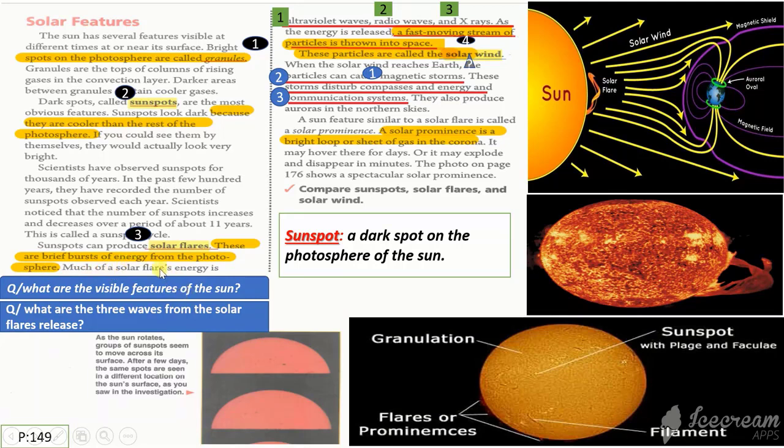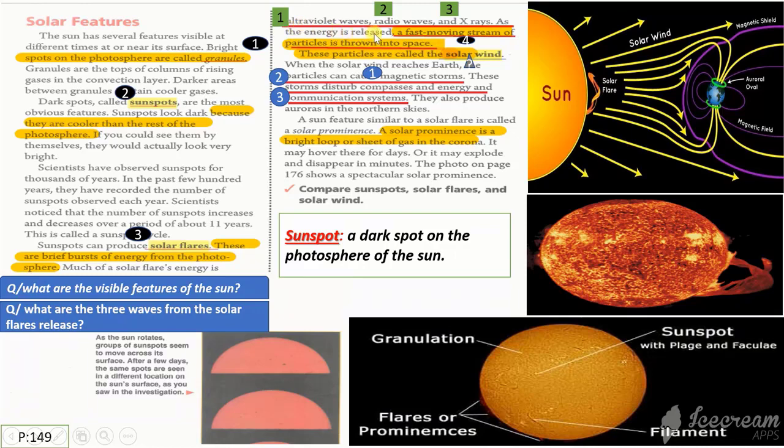Much of the solar flare's energy is released as waves. Do you remember, my pupils? I asked this question before in class. What are the three waves that solar flares release? Number 1, ultraviolet waves, number 2, radio waves, number 3, X-rays.